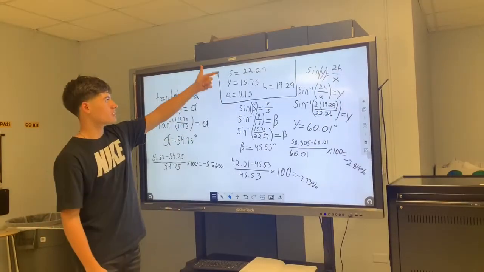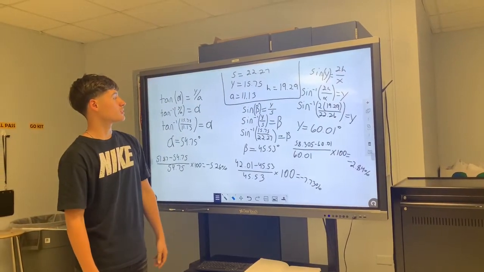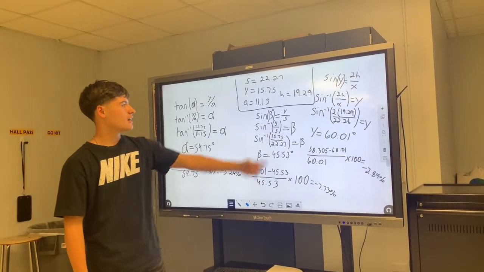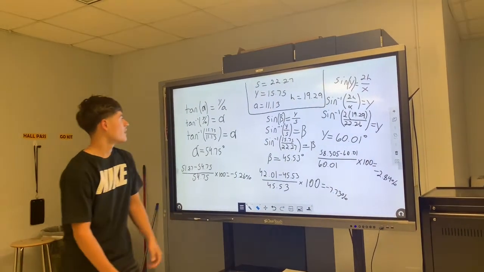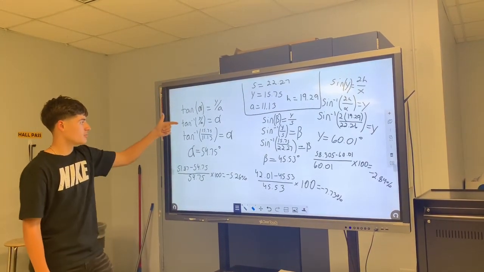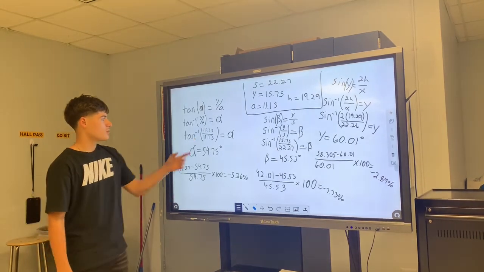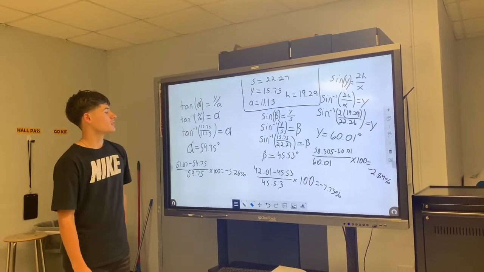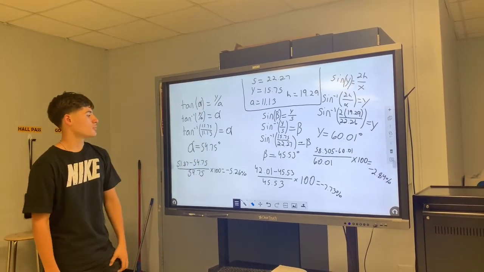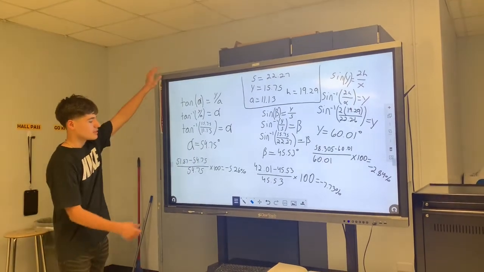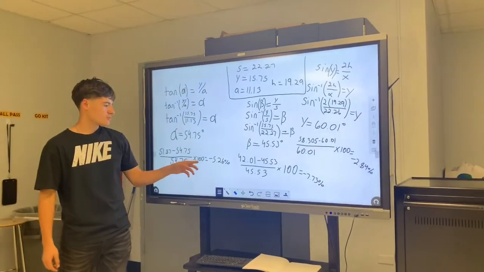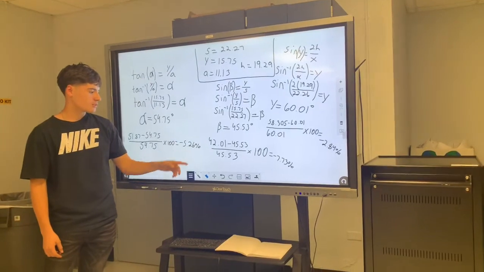Here we're given the values of S, which equals 22.27, Y equals 50.75, and A equals 11.13, and H equals 19.29. To start off, we have tangent alpha, which equals Y over A, and then we need to find the inverse of tangent. So we plug in the values, 15.75 over 11.13, which equals alpha, and as a result we have 54.75 degrees. And we have the original value minus the optimized divided by the optimized times 100, which equals negative 5.26% error.